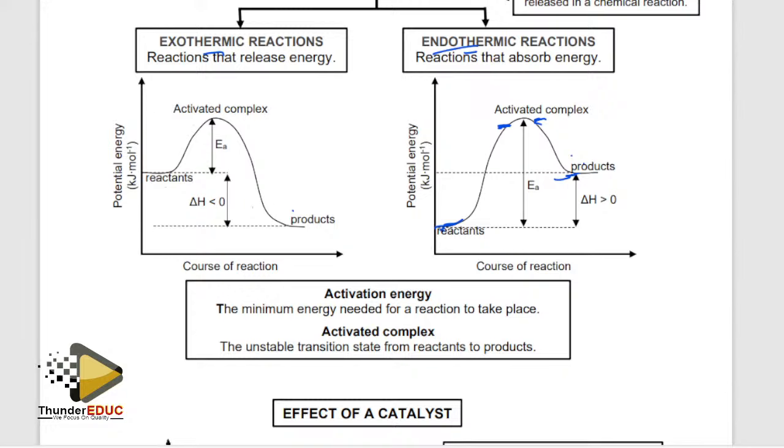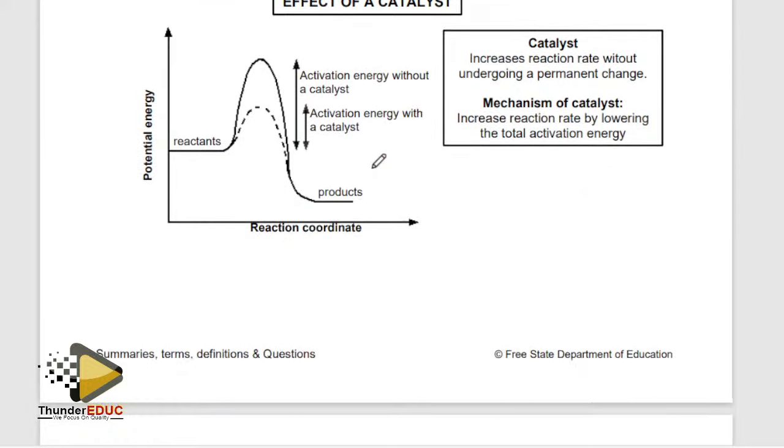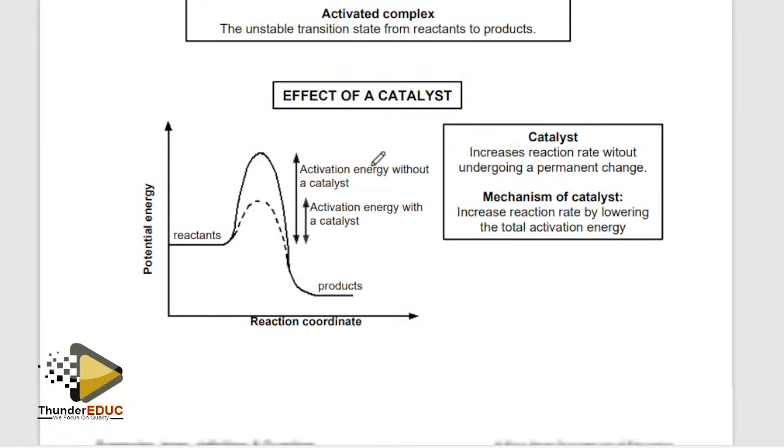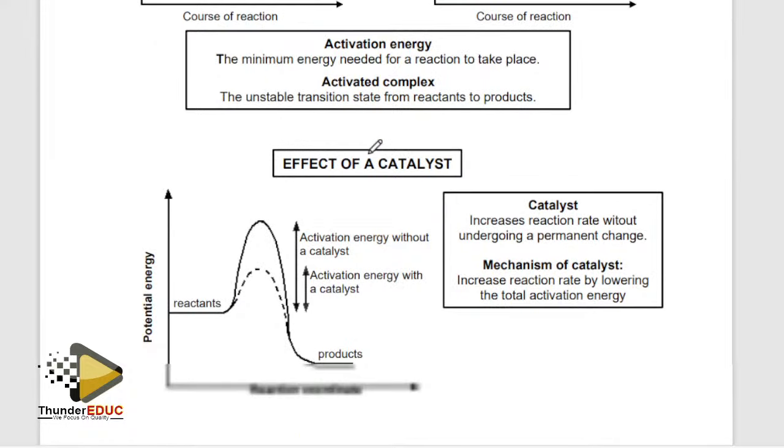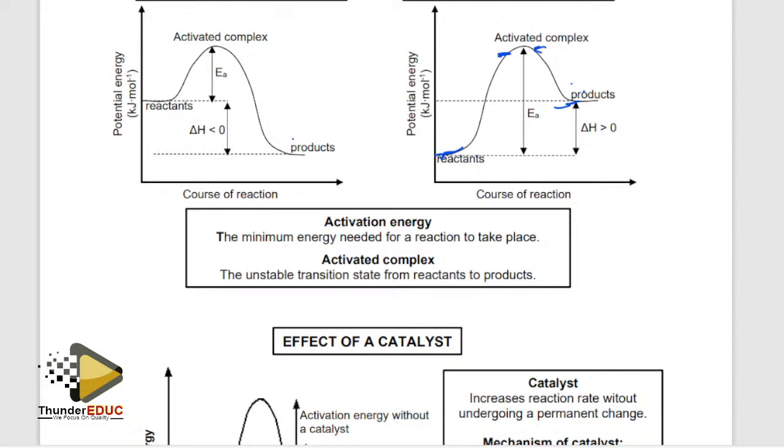Now, this one is easy. But when it comes to these graphs, when a catalyst is added, how will this reaction behave? When the catalyst is added, what will the catalyst do? The catalyst gives an alternative way for the reaction. Suppose, for example, you are from here. What can I use?